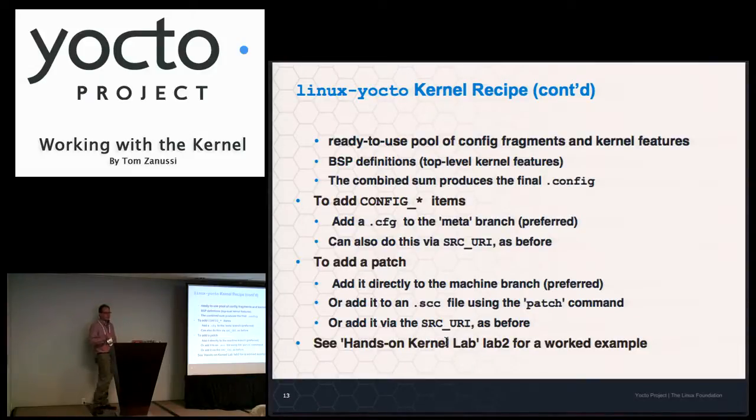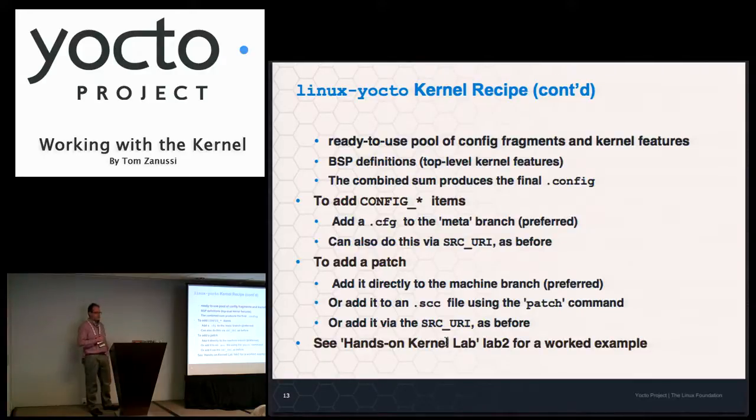So in this case, to add a config item for a Linux Yocto recipe, because this is in the kernel repo, the most natural thing to do, instead of adding the .cfg to the source URI, which you can still do, is to add it directly to the branch. So in the case of adding a config item, you would just commit it to the meta branch, and it would be available for anyone else, for your BSP to use, for your kernel to use, and anybody else to use.